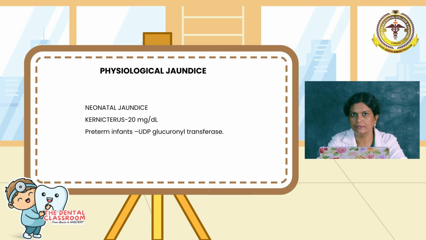Kernicterus does not occur in an adult. The reason being, the blood-brain barrier is well established in an adult. So, the complication of jaundice in a neonate and in a preterm infant is much more, because of the risk of kernicterus.